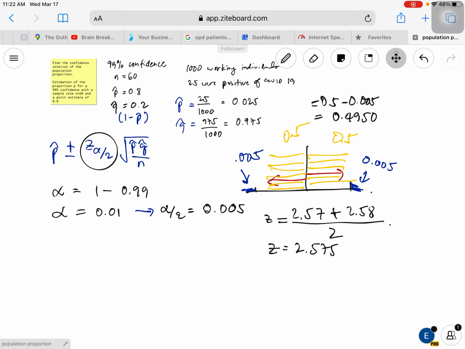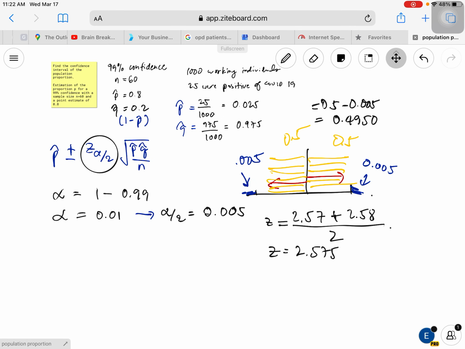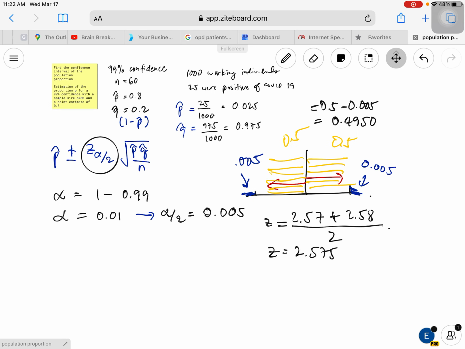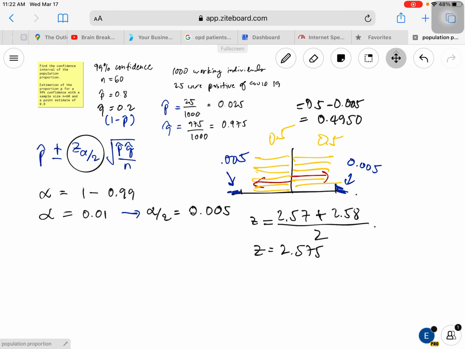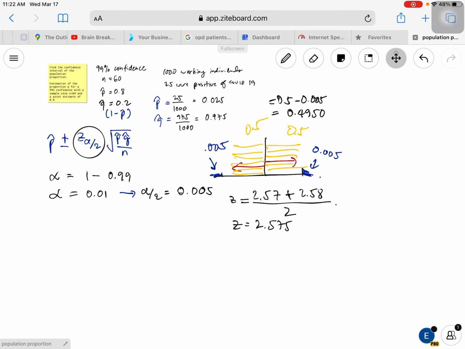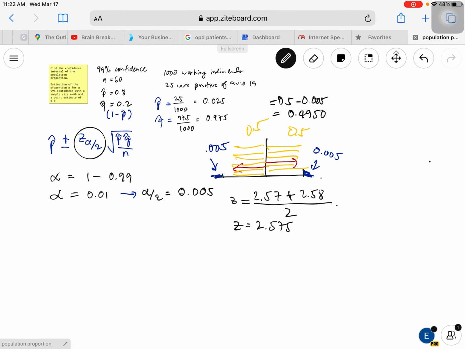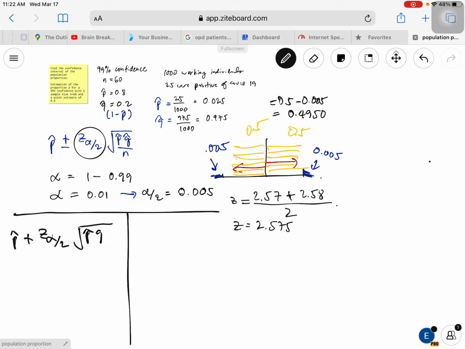Let's use the formula now. We have everything already. So we have p hat plus z sub alpha over 2 times the square root of p hat times q hat all over n.